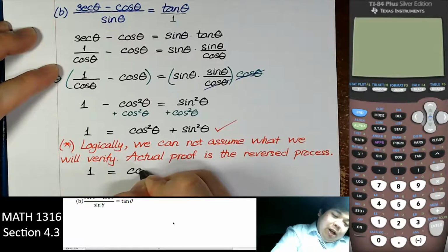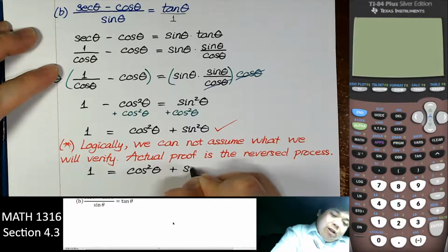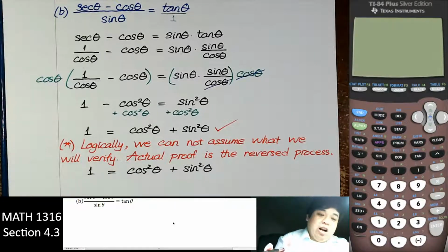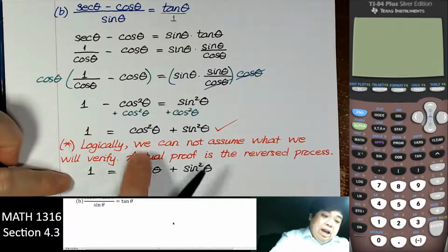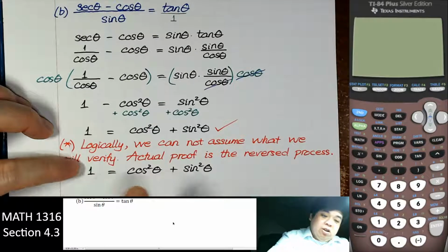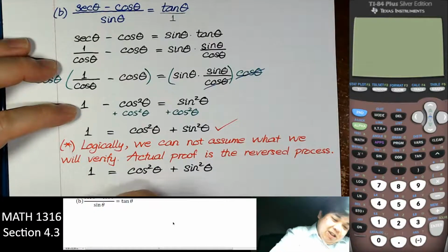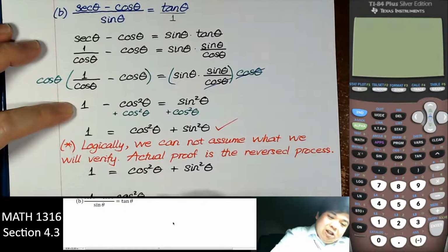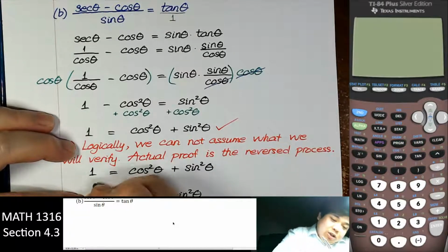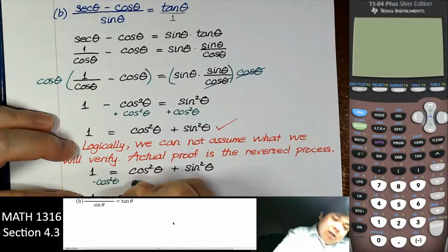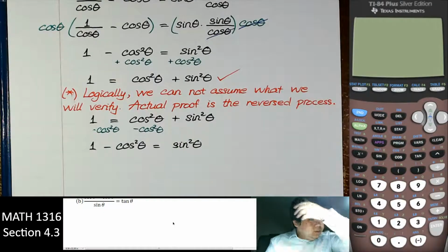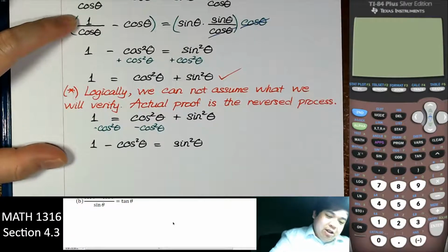1 equal to cosine square plus sine square. Of course, that is Pythagorean identities. Nobody is going to have any problem with that. And then we can move the cosine square to the other side. I'm just going to write this line, and of course to get from here to here we just subtract cosine square on both sides. Like that, we do everything in reverse, right? And then we're going to have this.